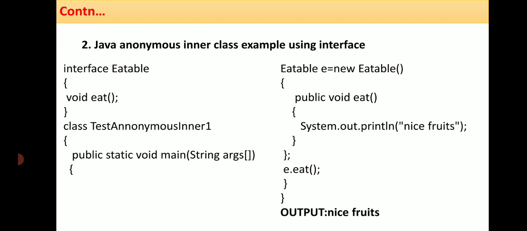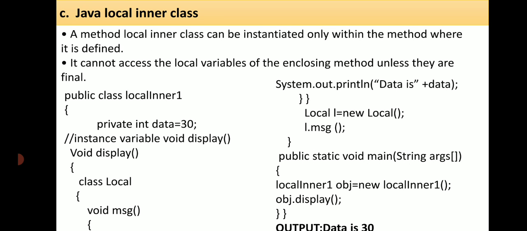So here we are implementing the interface, public void eat, and inside we provide the print statement. Here also we won't have any class name. Directly we implement that interface, but we are not using any class name. So once again this is called an anonymous inner class, and directly we get the output, nice fruits.